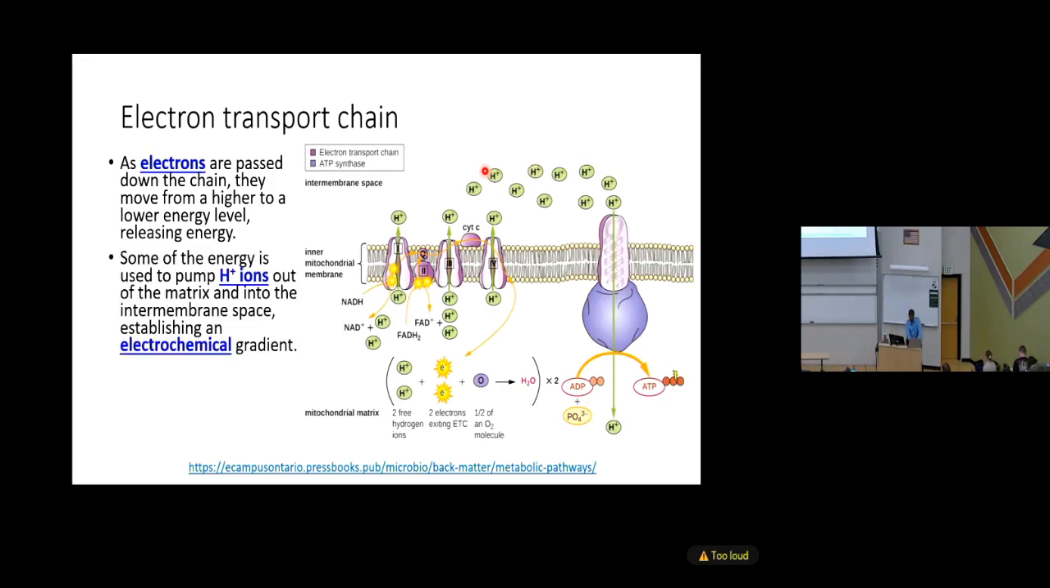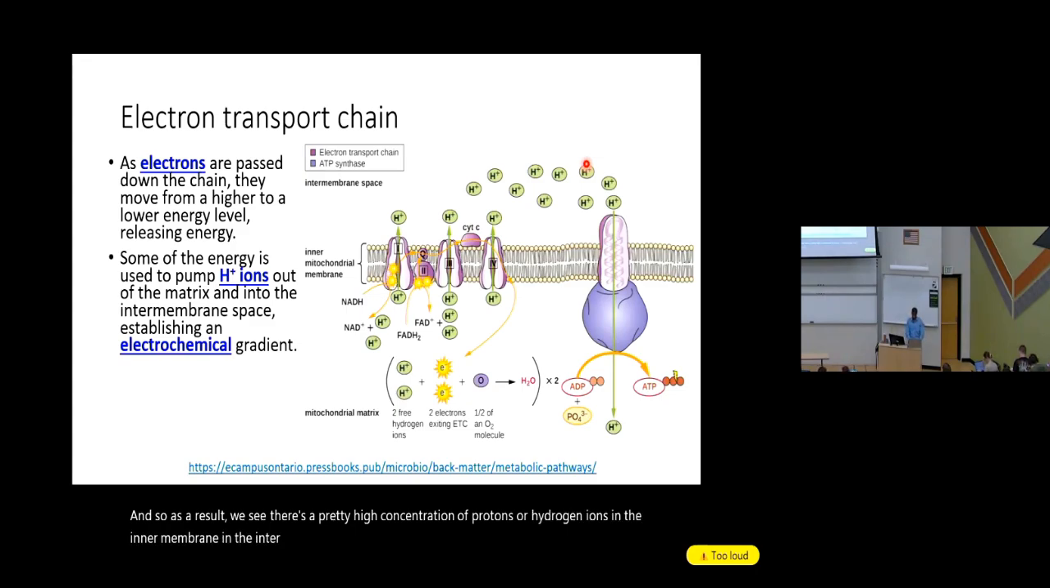And so as a result, we see that there's a pretty high concentration of protons or hydrogen ions in the intermembrane space. And this leads to an electrochemical gradient. The term electrochemical gradient is something we talked about in the nervous system. You see that there is a chemical gradient because you have a higher concentration of protons in the intermembrane space. Secondly, these positively charged ions are going to be attracted towards the mitochondrial matrix because it has a higher negative charge.